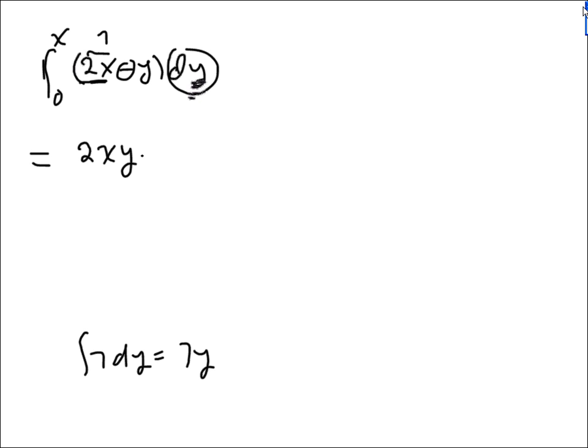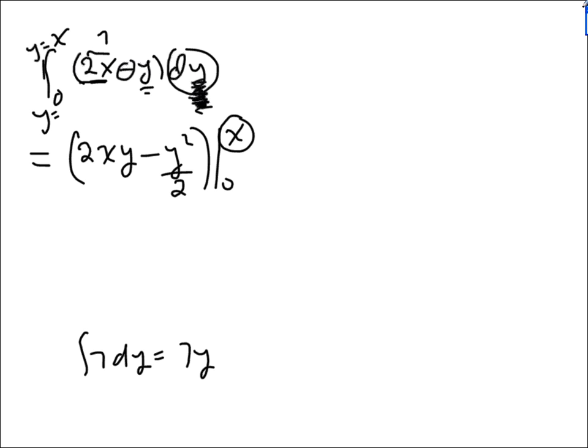Minus the integral of y, which is y squared over 2. And we are to evaluate this from 0 to x. Remember, if that letter over here is y, then these are y limits. Y equals x, y equals 0. So I replace y with x. So I get 2 times x, which is 2x squared, minus x squared over 2. And when you plug in 0 for y, you'll get 0.